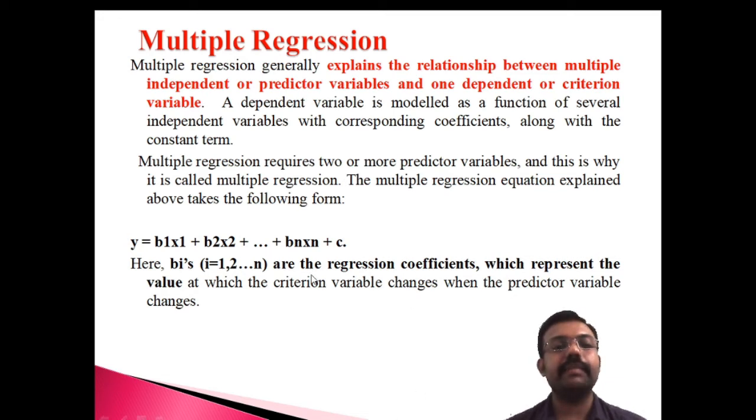There is an example here: y equal to b1 x1 plus b2 x2 plus bn xn plus c. That is the normal equation for multiple regression. Here x1, x2 are all independent variables, y is the dependent variable, and c is the constant. And b1, b2, b3 all represent coefficient values. That is the normal representation of the regression.